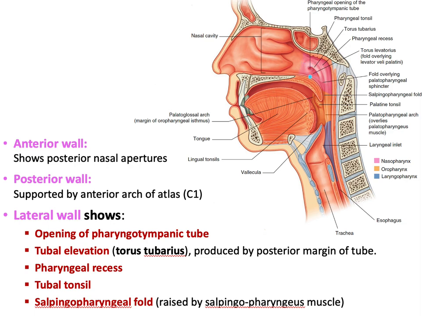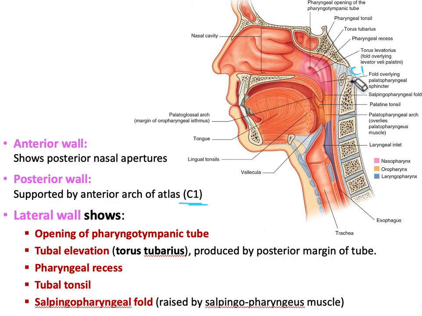Now, the anterior wall of it, of course, is open with the posterior nasal aperture, right? And posteriorly, we talk about the nasopharynx. Remember, it's against the C1, the first cervical vertebra, and laterally you are looking at the lateral wall of the nasopharynx. And what you see here are a couple of structures.